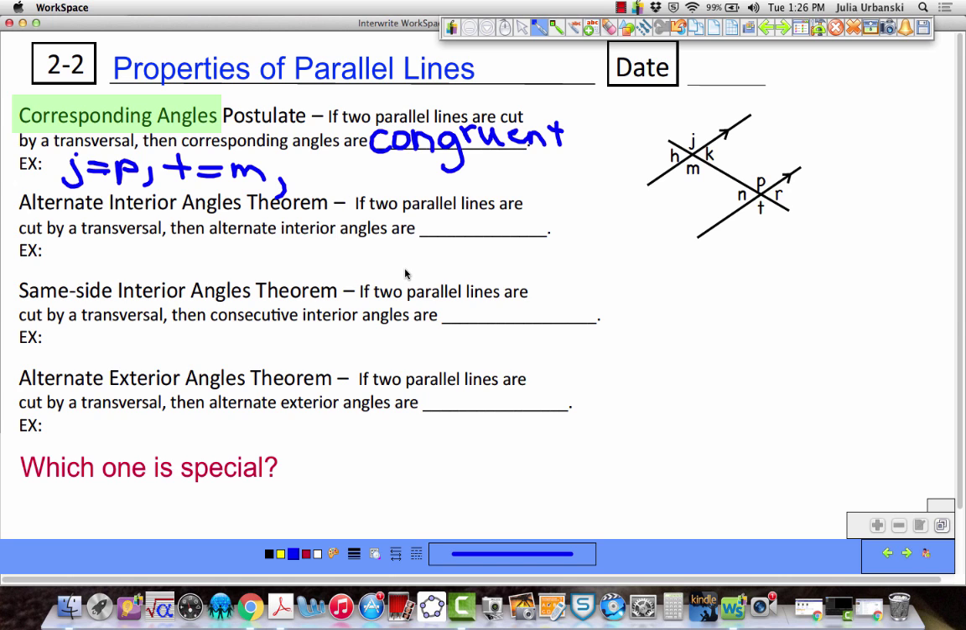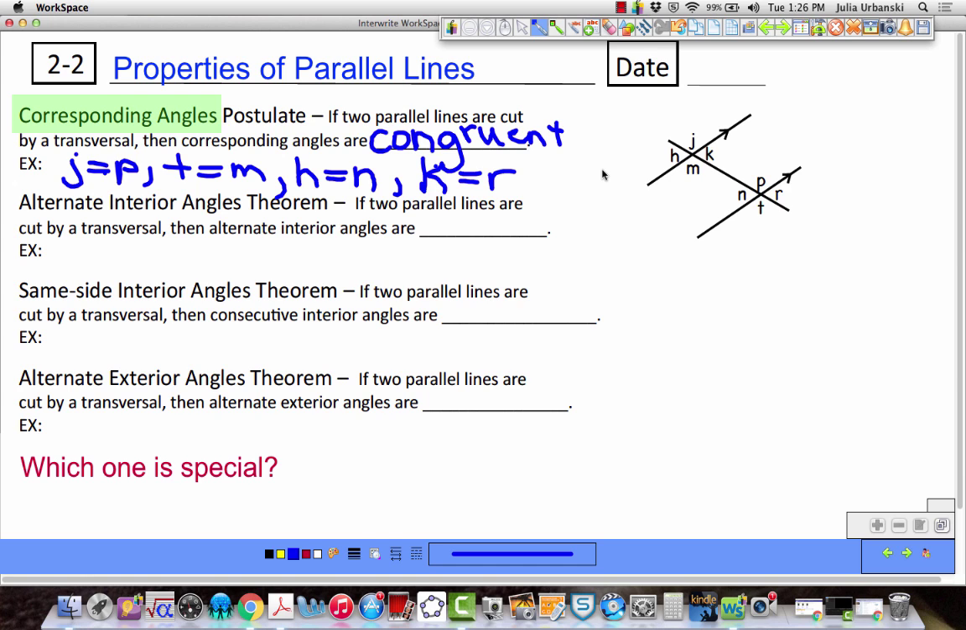Another pair of congruent angles. H, N. Good. H is equal to N. And the fourth possibility, Jeremy? K is equal to R. Good. So this is different than yesterday. We're not naming them. We're actually making an equation out of it. We're saying that these two angles are equal to each other, and that only happens when your lines are parallel.